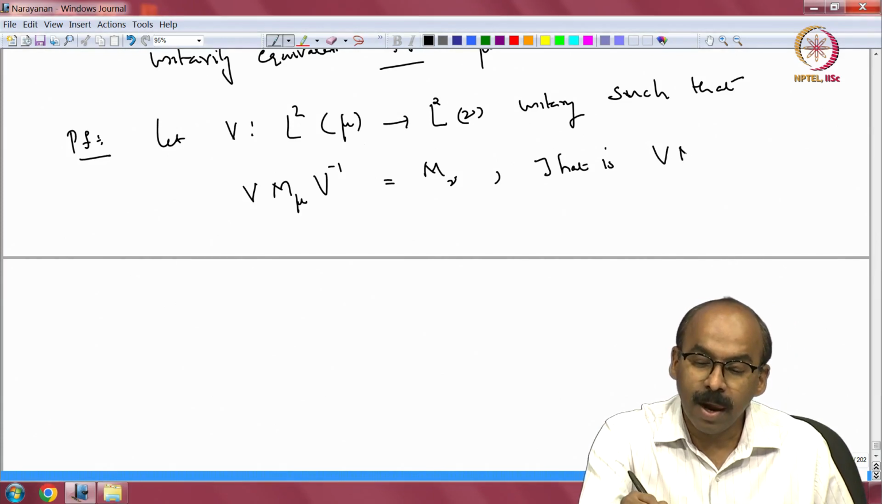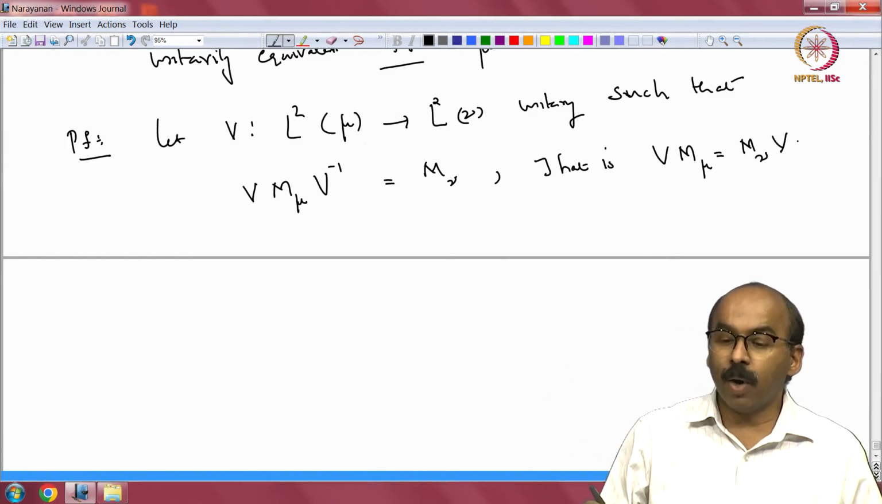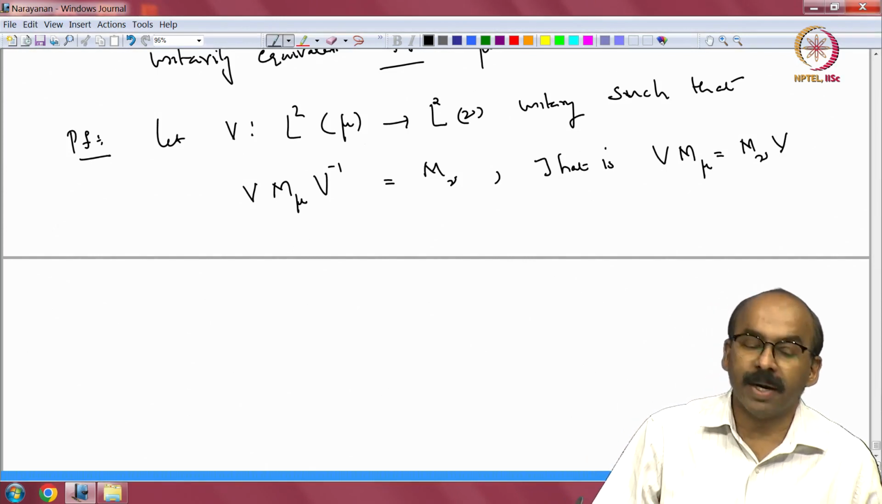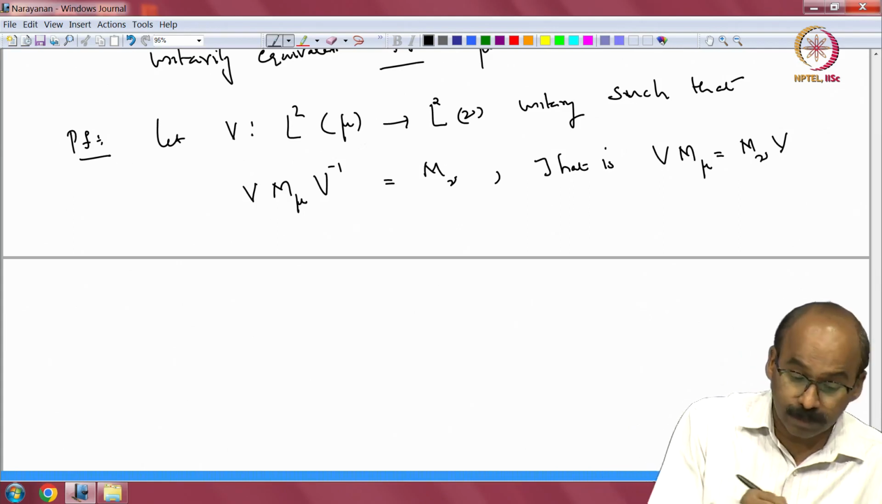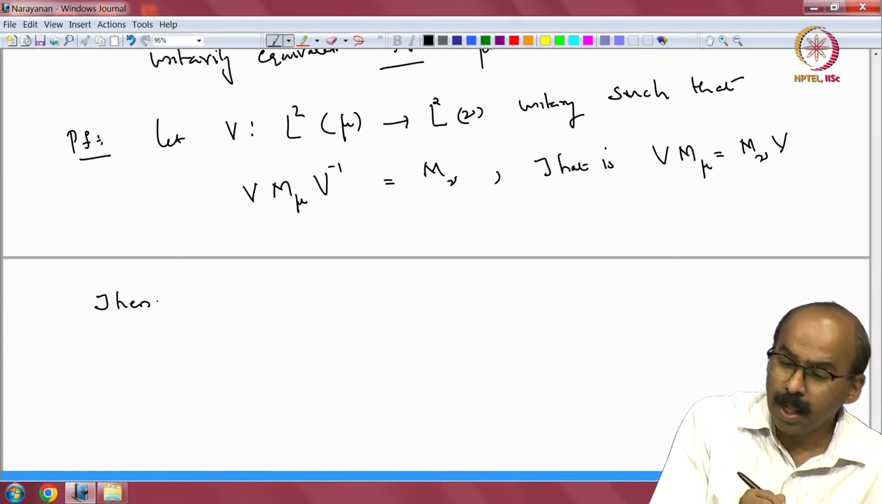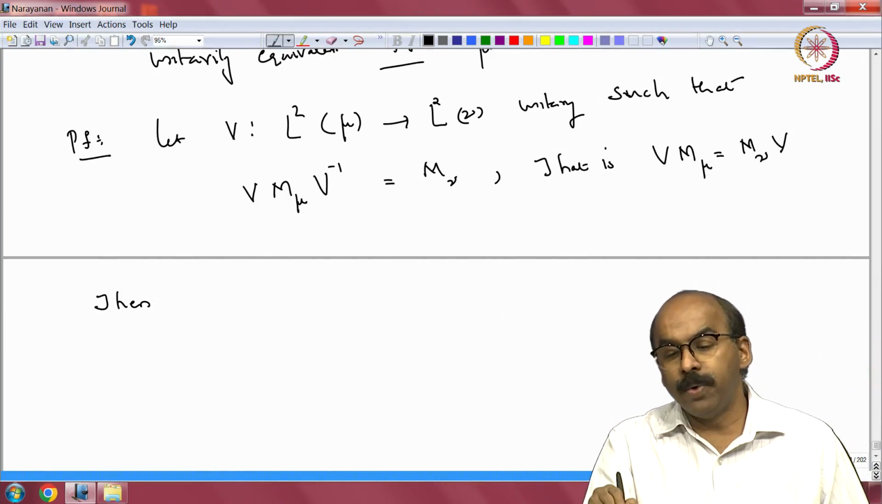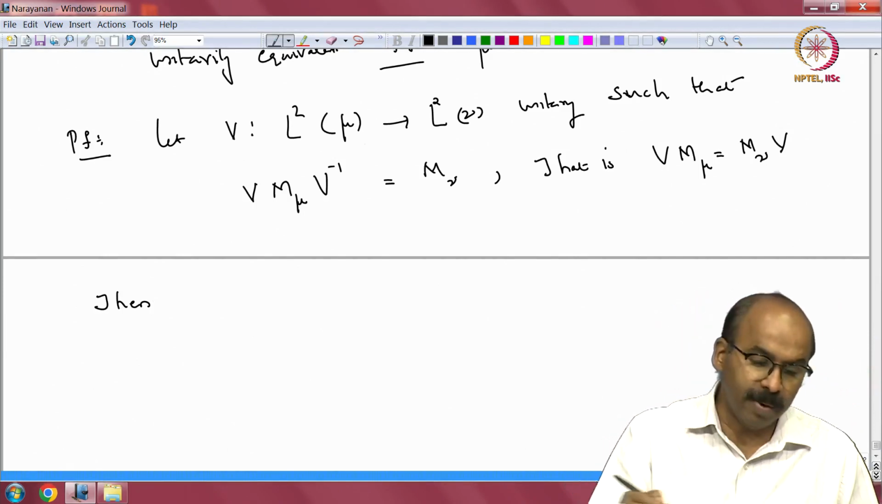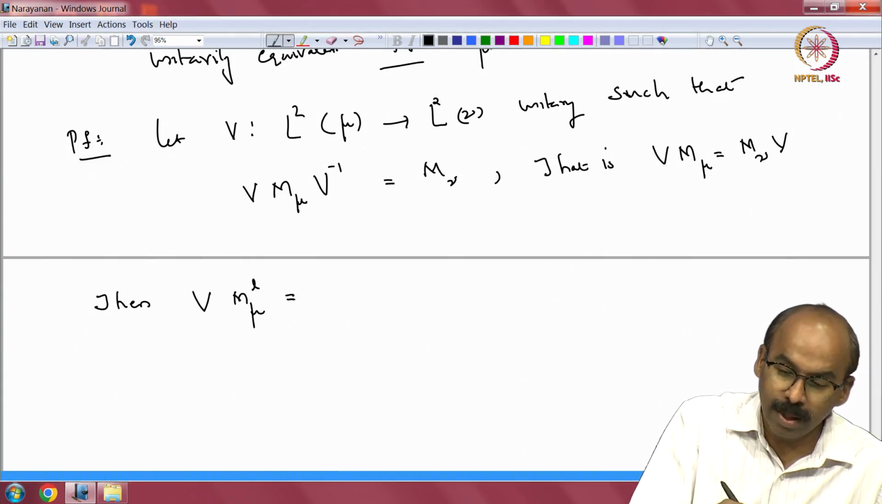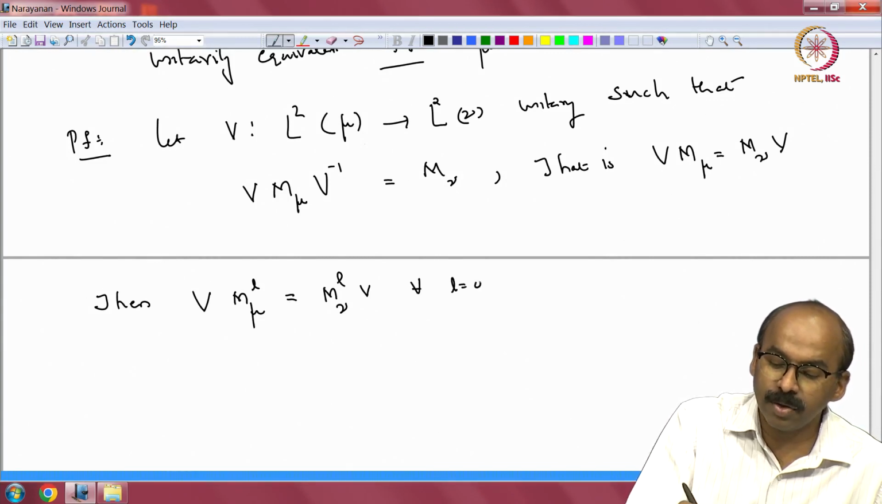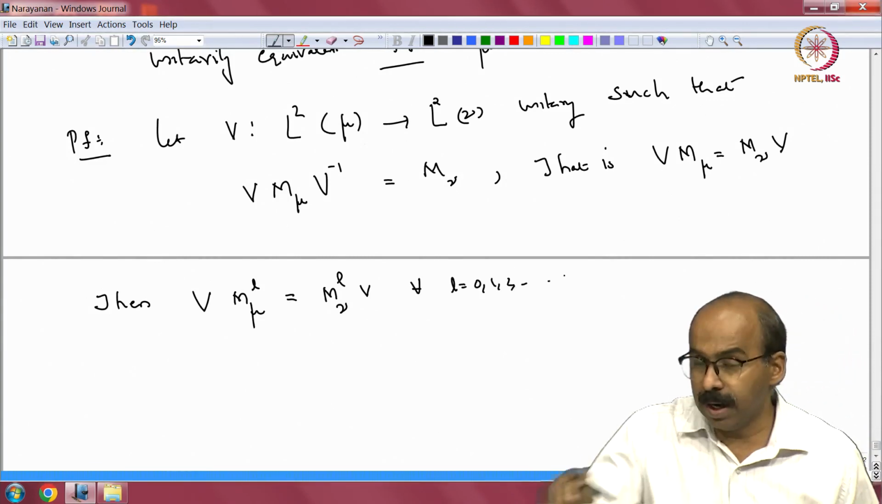So, I have V m sub mu equal to m sub nu times V, right. V intertwines these two multiplication operators. Okay. Then, I can take powers of m sub mu and m sub nu and the same intertwining property will hold, right. So, V m sub mu to the L equal to m sub nu to the L V for every L, right, L equal to 0, 1, 2 and so on.